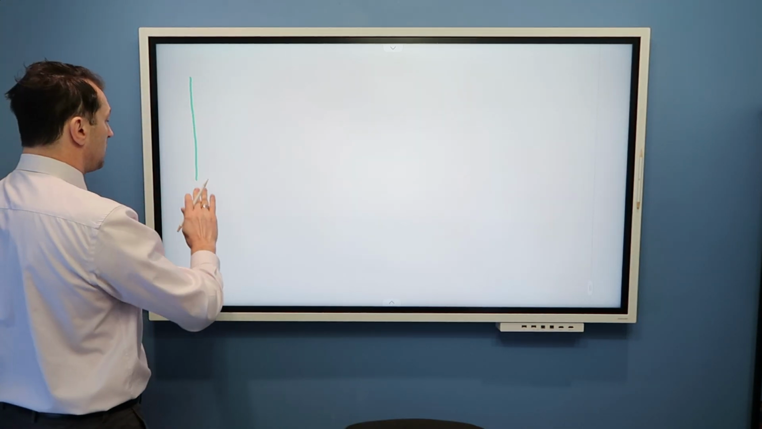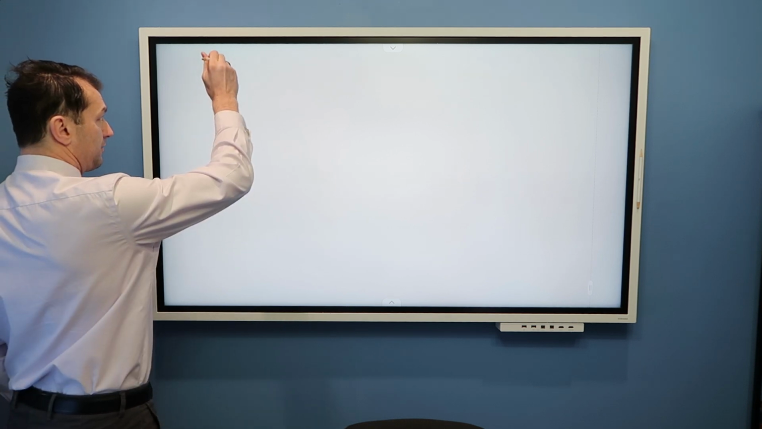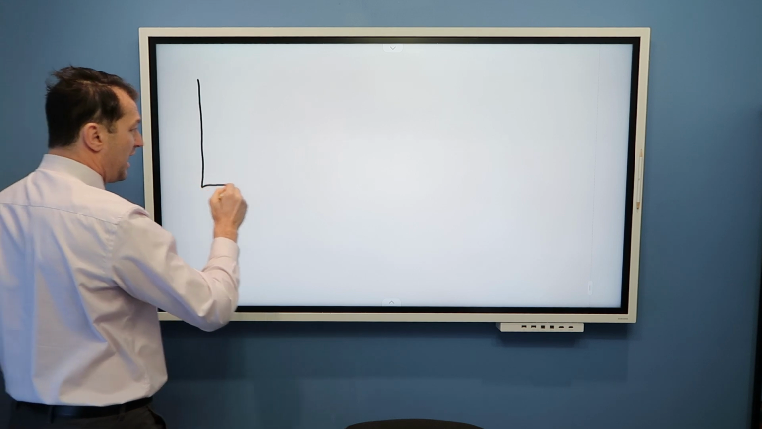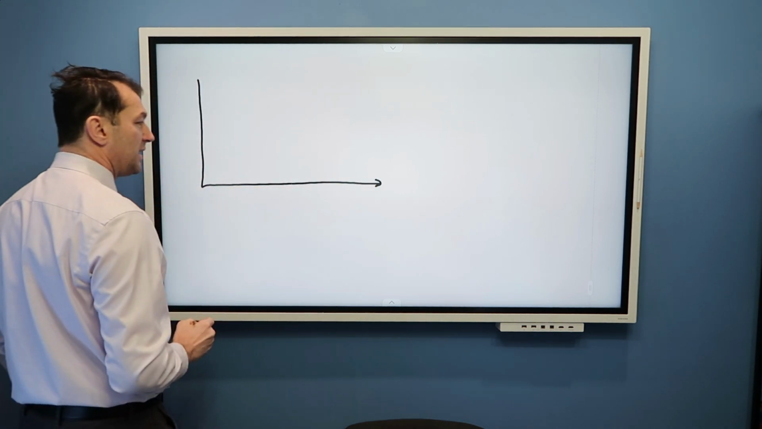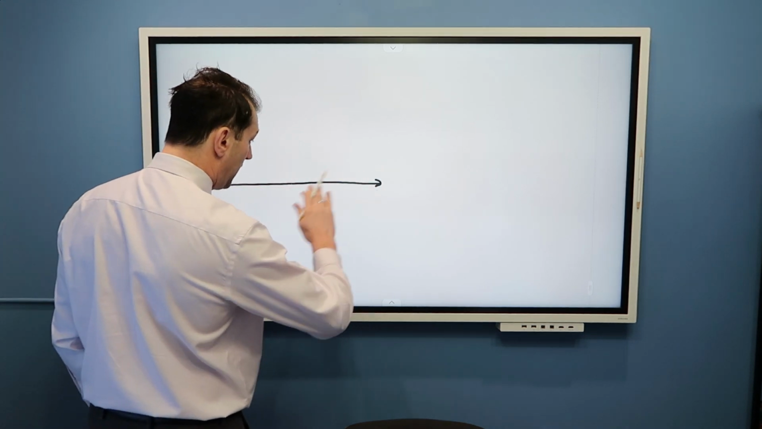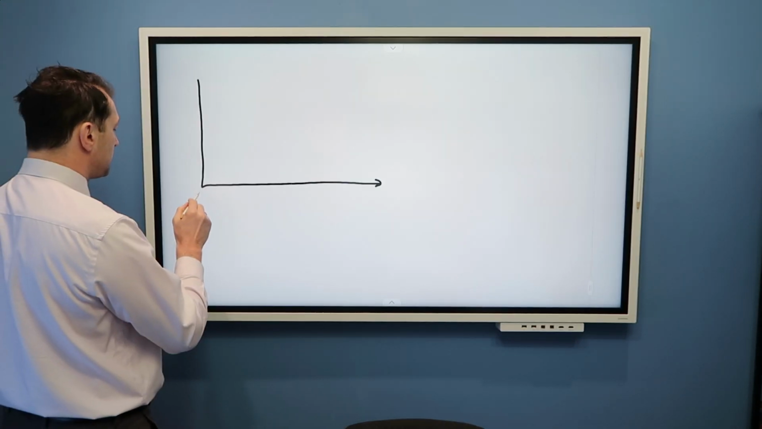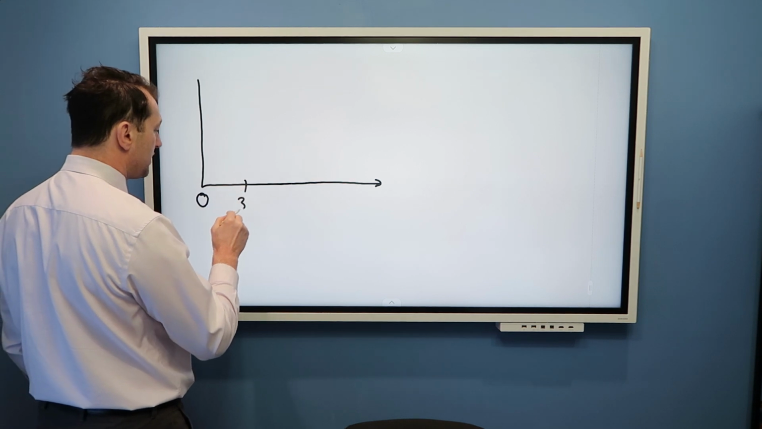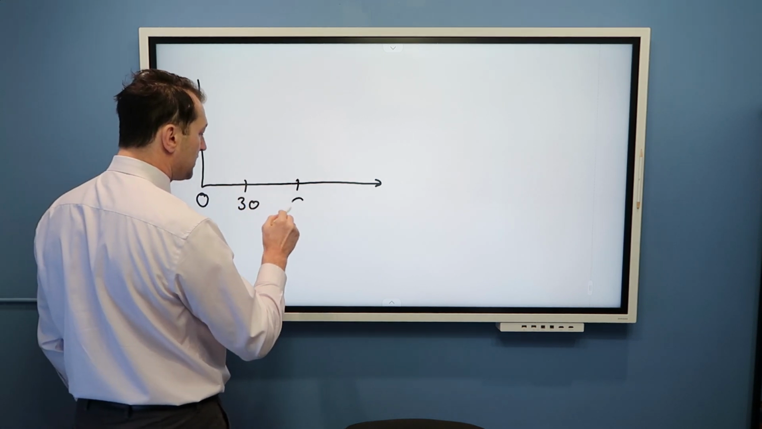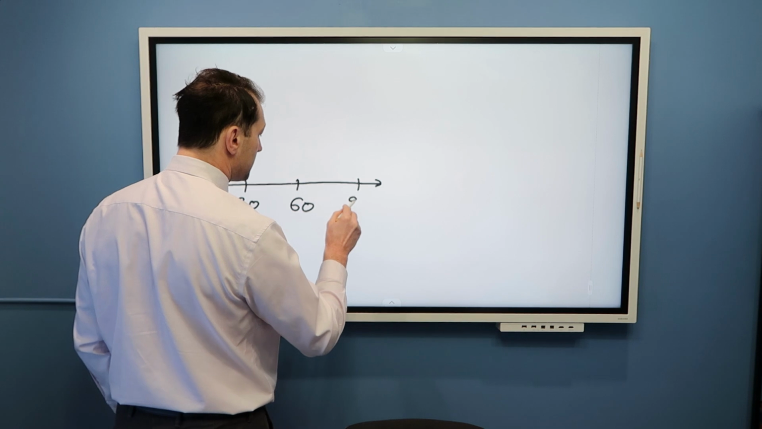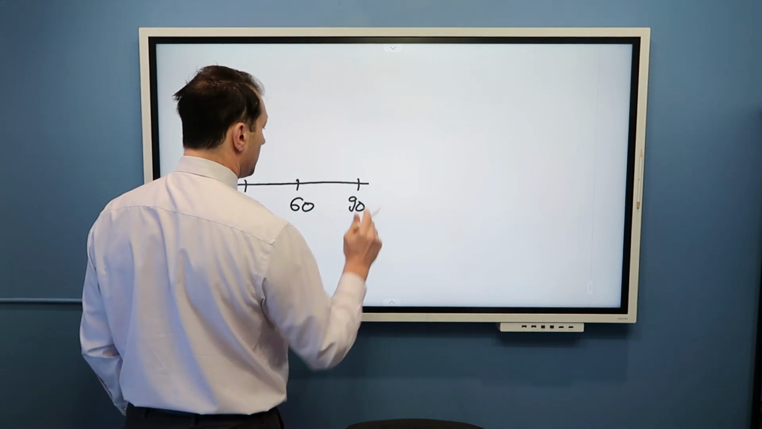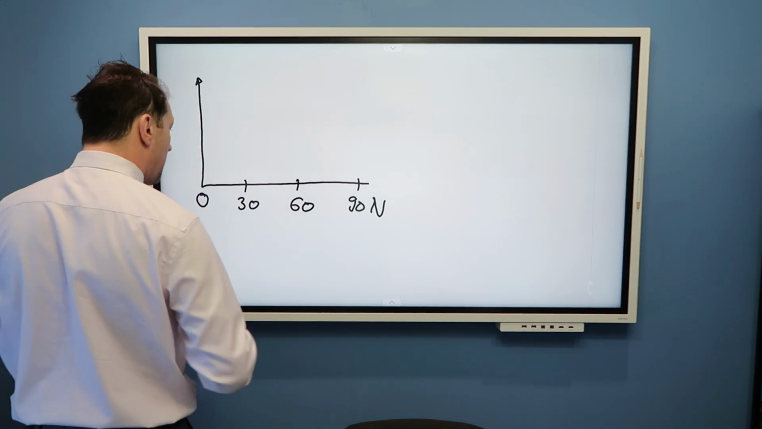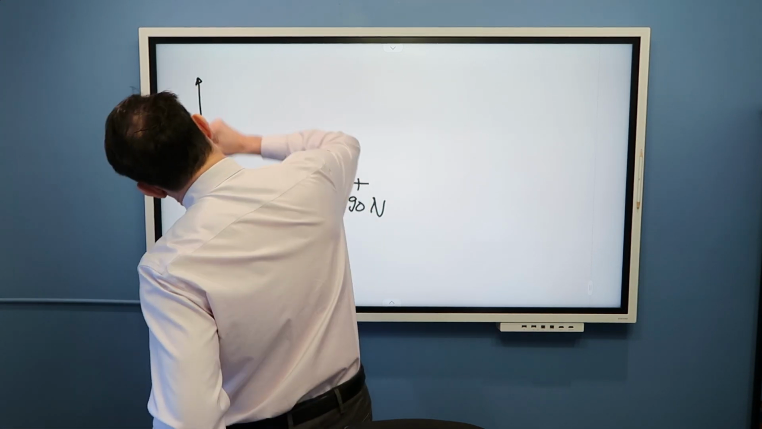To make the topic even more interesting, I will plot here a graph that shows latitude on the x-axis in the northern hemisphere. So let's say here is the equator, 0, here is 30 degrees north, here is 60 degrees north, and here is 90 degrees north. And on the y-axis I will plot insolation, and I will tell you what it is.